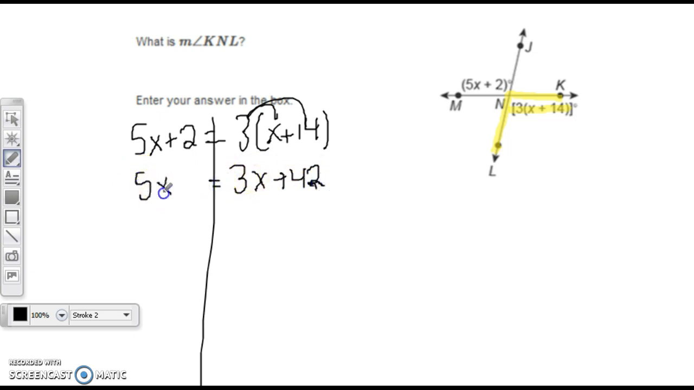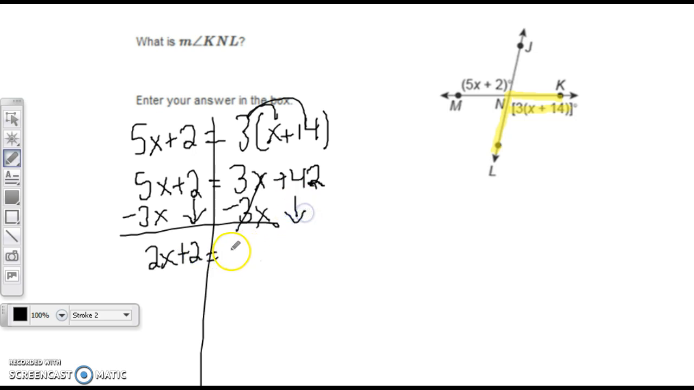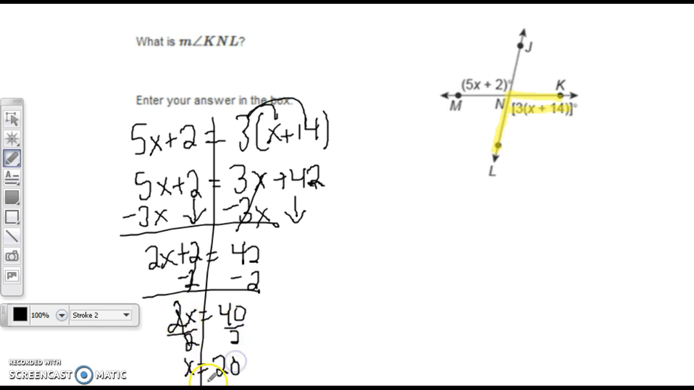And I'm just going to bring this side straight down. Now I'm going to get all my x's on one side, so I'm going to get rid of 3x. The opposite would be to subtract it from each side. I'm going to bring this down, and I'm going to bring the other straight down. Then I would need to minus 2 from each side. And then divide by 2. And x equals 20.